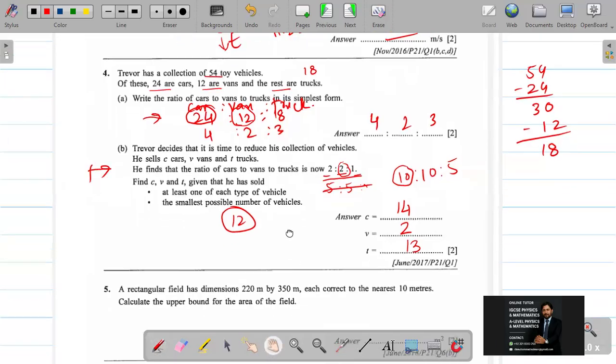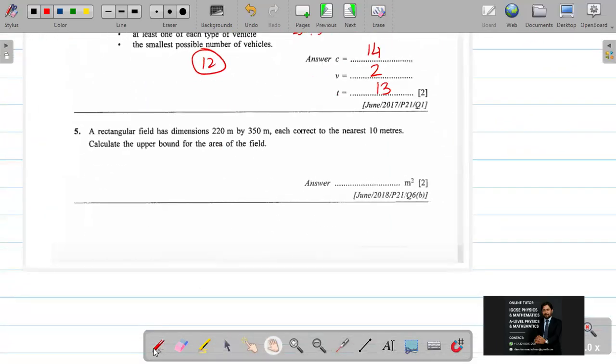Let's go to the next one. Question number 5, he is saying there, a rectangular field has dimensions 250 meters and 220 meters and 350 meters, each correct to the nearest 10 meters. Calculate the upper bound of the area. Remember that area is equal to length multiplied by width. It means I have to go for both of them.